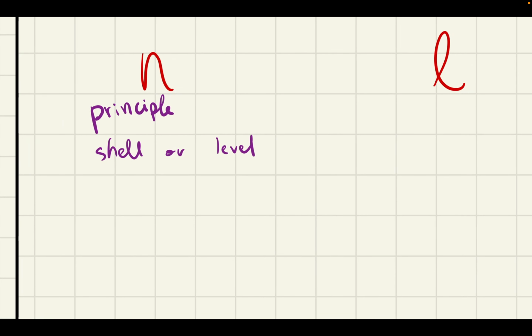Here's the rule. The principal quantum number can be any whole number starting at 1, going up forever. We usually don't talk about it going up forever. We usually max out around 7, but start at 1, goes up to positive numbers. No decimals, no 0, no negative numbers. That number is fairly straightforward.